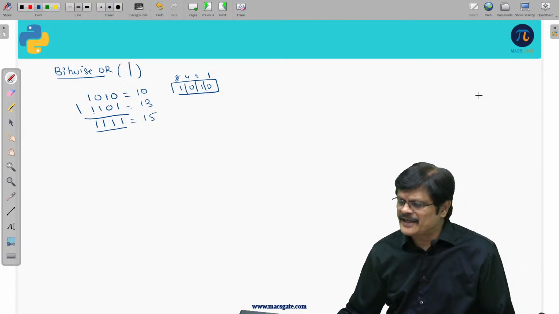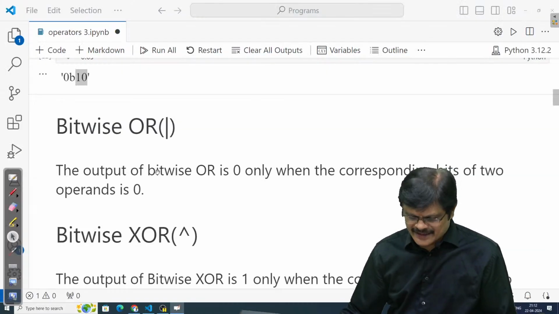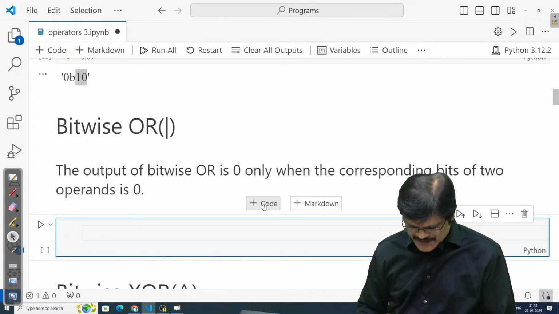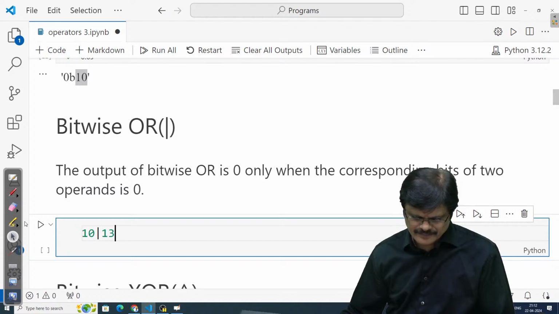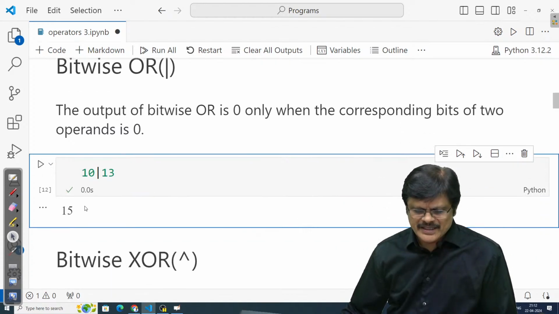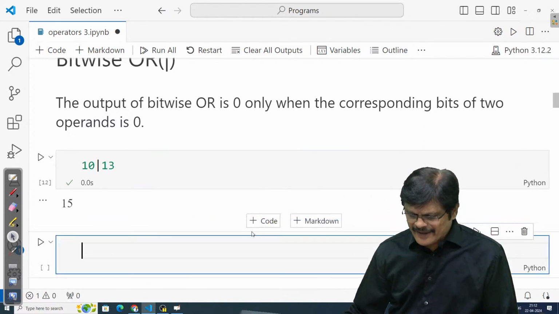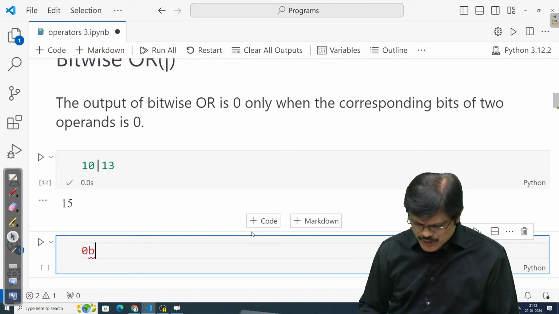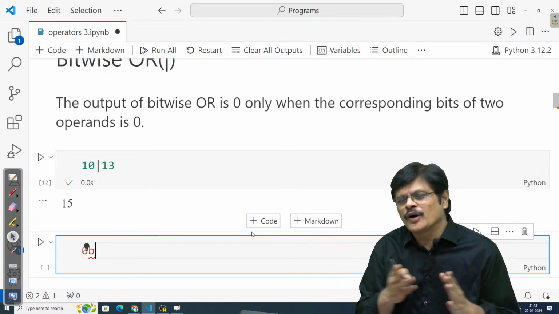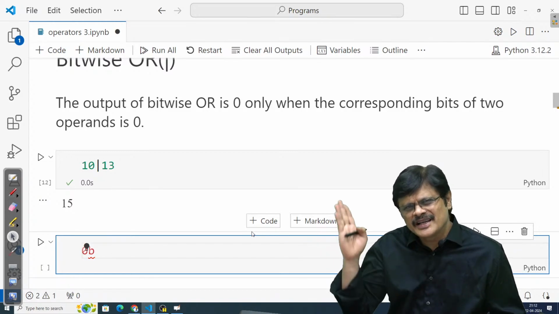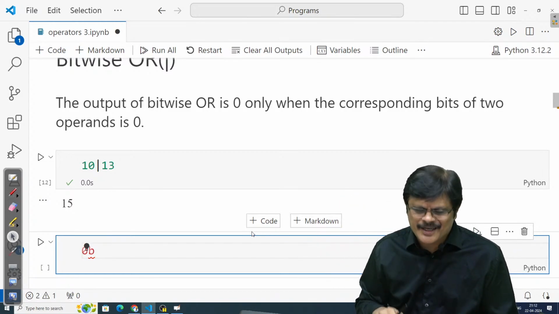You can just verify 10 or 13. Let us verify that. What is 10 or 13? So that is the result. 15 is the result. You can try this, sir. You can try this with 0b. You can have maybe an 8-bit number or 32-bit number also. It does not matter.